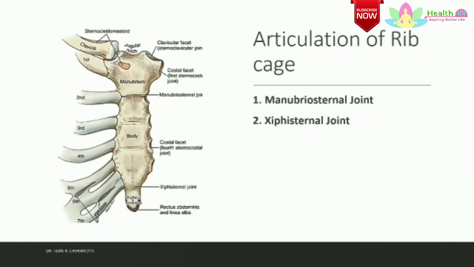Manubriosternal joint is a type of synchondrosis joint. Synchondrosis means a type of cartilaginous joint in which the cartilage is usually converted into bone in adult life. In the manubriosternal joint, there is a fibrocartilaginous disc between hyaline cartilage, which covers the articulating ends of the manubrium and body of sternum. Now the second joint, that is the xiphisternal joint, is made up of the xiphoid process and the inferior aspect of the sternal body, and it is also a synchondrosis joint.